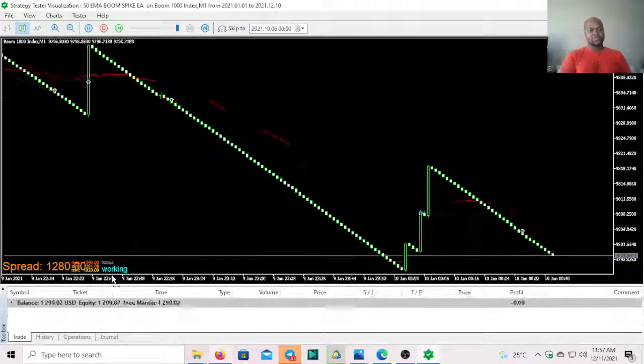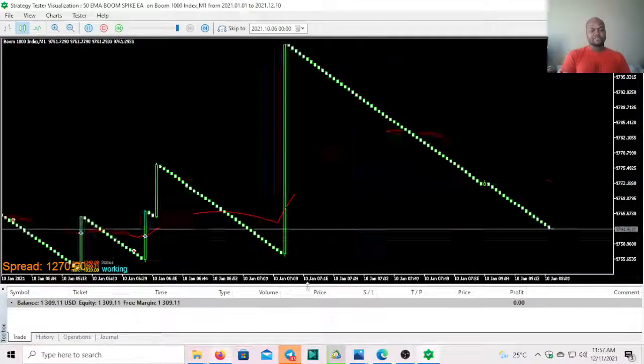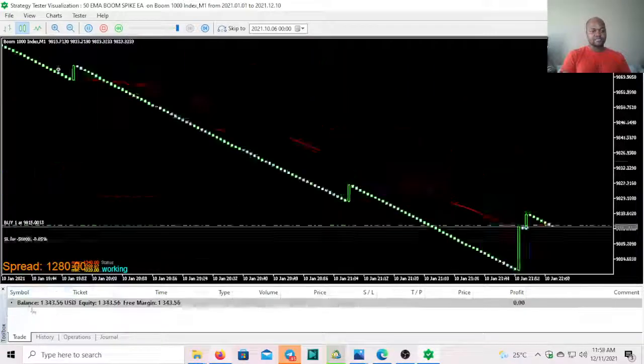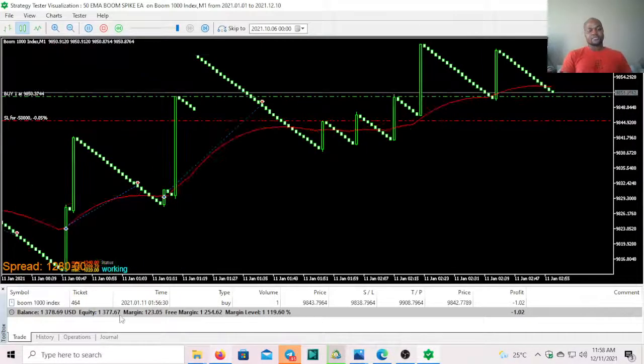You can see the balance is going up. We haven't even reached mid-month, and we are reaching somewhere like 1.3. This is amazing, guys.